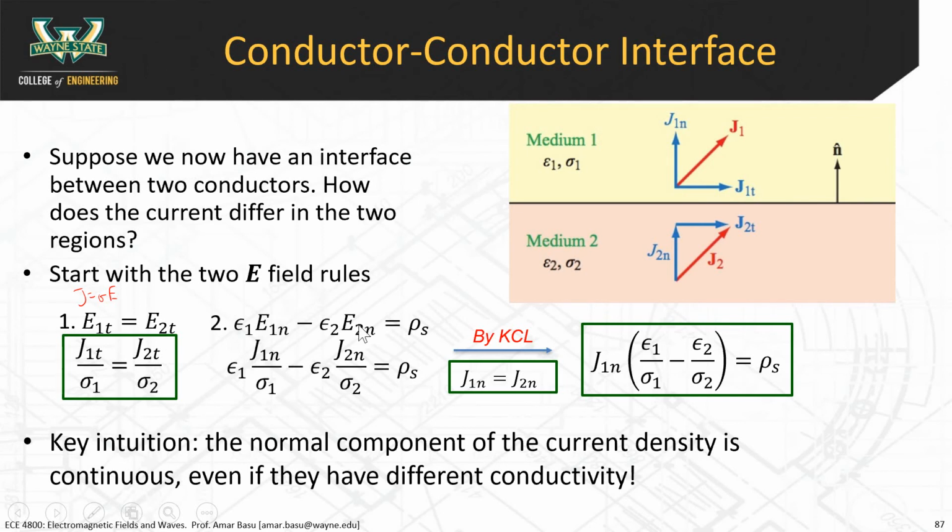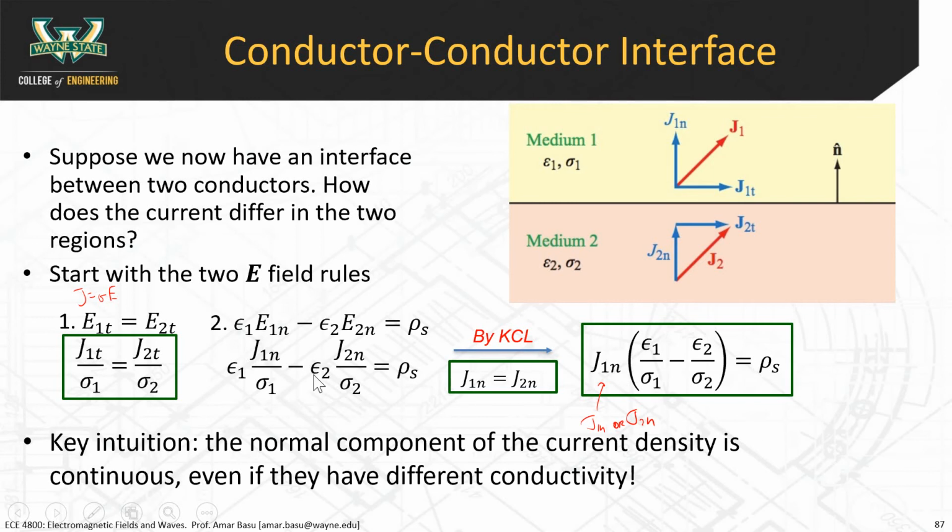Second rule is based on the D1n minus D2n is equal to rho sub s, and we can put that in terms of this. Now the important thing with the normal components is that, by KCL, the normal components have to be equal to each other. So because they're equal to each other, we can have this other rule that says J1n or J2n times epsilon 1 over sigma 1 minus epsilon 2 over sigma 2 is equal to rho sub s. So J1n times this quantity is equal to rho sub s.